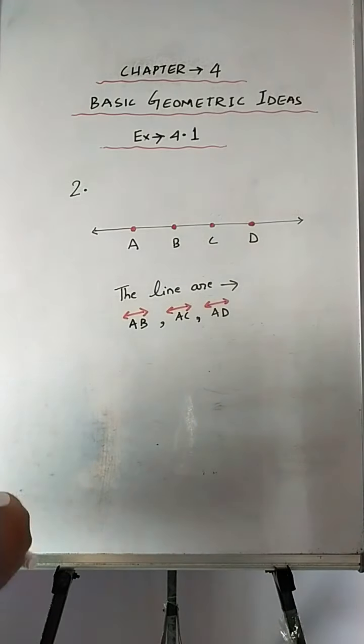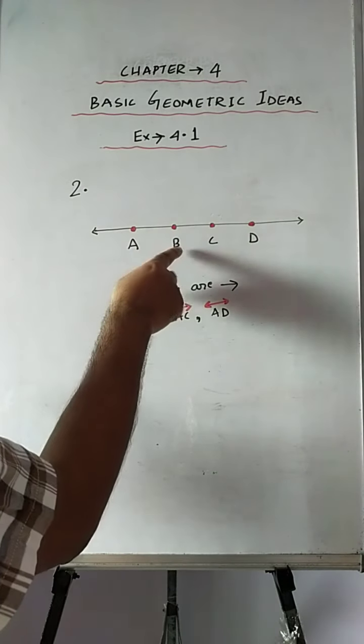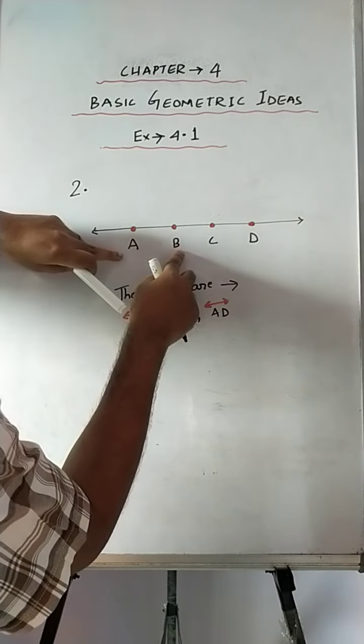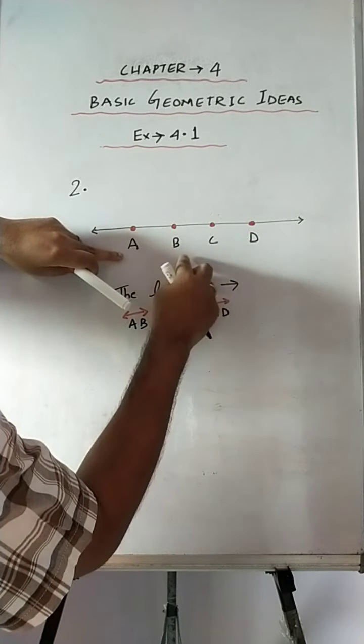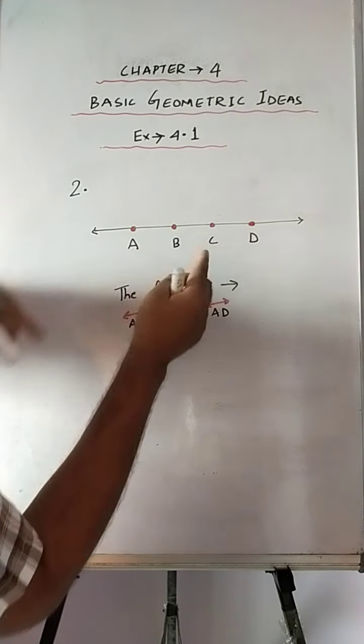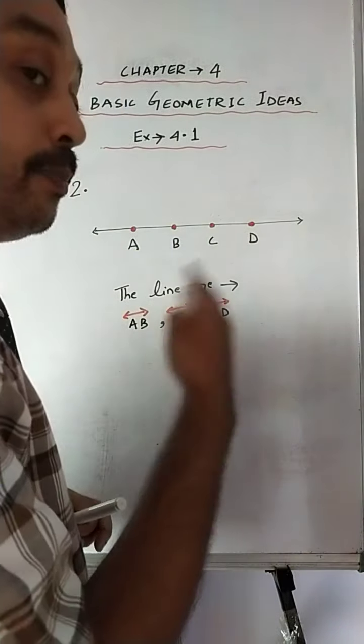So these are the lines possible from point A. Now let's start from point B. Okay, now B has both the sides. On the right hand side it has C and D, and on the left hand side it has A. So it is mentioned in the question, in all possible ways.